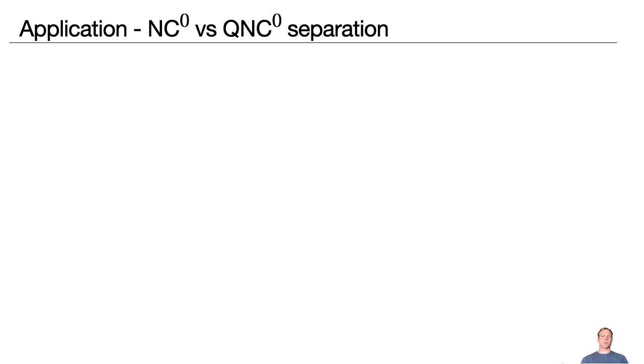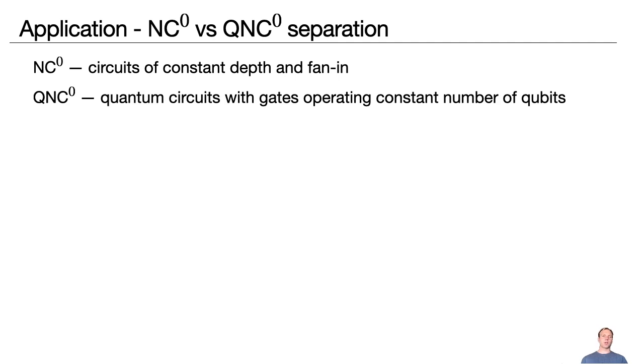Let's go over our first application. We'll call that NC0 circuits, where NC0 is the class of circuits of constant depth and fan-in, and QNC0 is just the quantum analog of this.